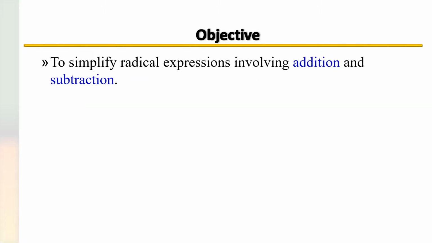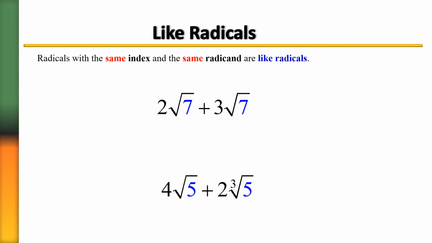In this lesson, we will simplify radical expressions involving addition and subtraction. Like radicals are radicals that have the same index and the same radicand. So recall that the index is the little number on the outer part that tells what root, and the only one that doesn't have a number is square root, which we know has an index of 2.